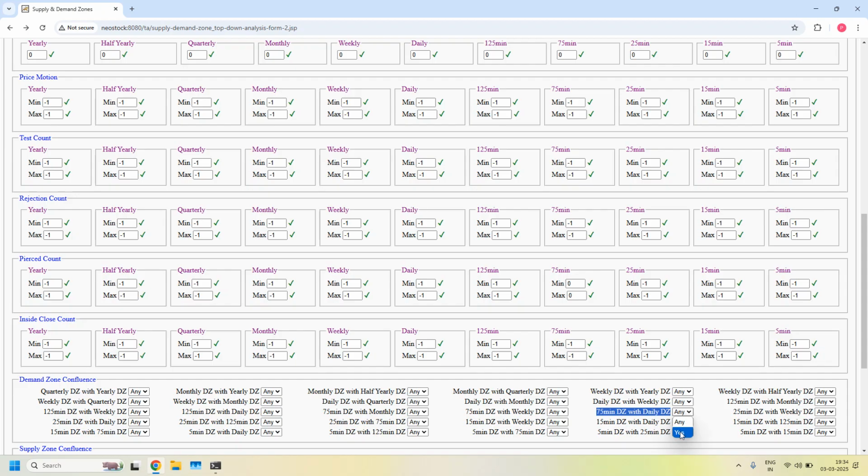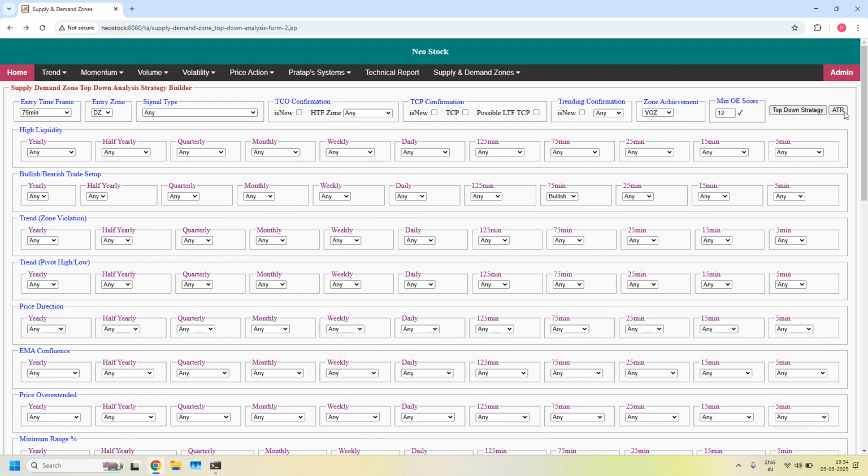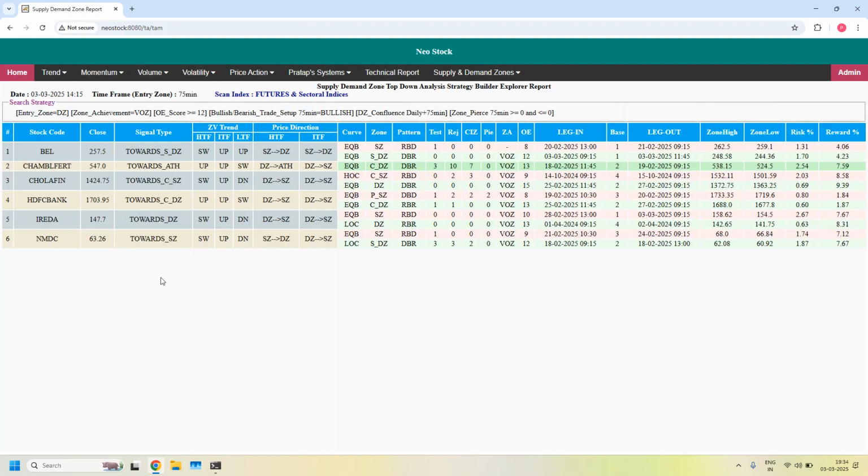So I enabled the filter, and the trend is also uptrend for the daily time frame. So we got 6 stocks. That means in all these 6 stocks, these 75 minutes demand zones are overlapped with daily demand zones. And the daily trend is up in all these stocks. So if the daily demand zone has daily EMA, then these 75 minutes demand zones might have more probability to get success.